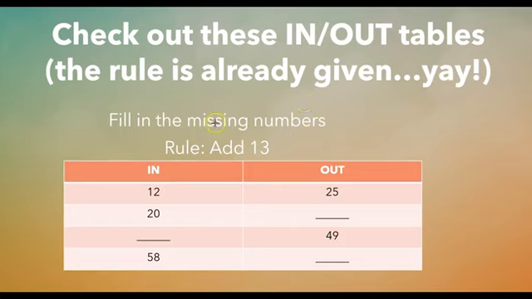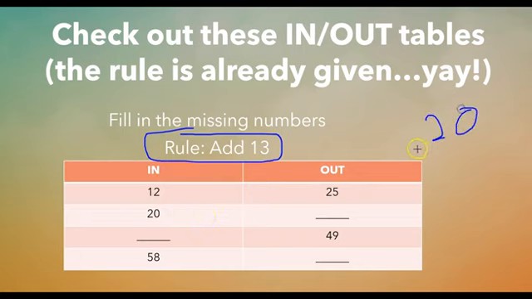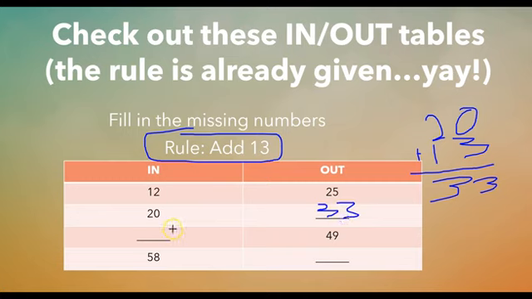Okay, here we go. Here's a tricky one. It's another in and out table. The rule is add 13. Remember, we apply the rule to the in number. So 12 plus 13, that's given to us, 25. 20 plus 13, well, you need to show your work, of course. You can show your work in any of these. That would be 33. Okay? Here the in number is blank, but the out is given. I'm going to skip that one and come back to it.